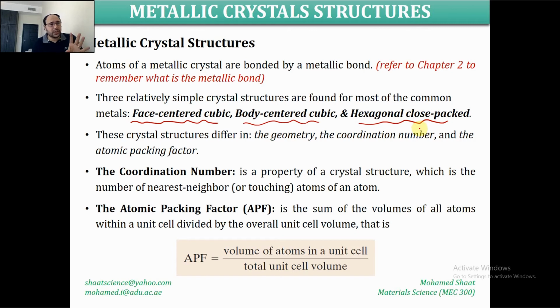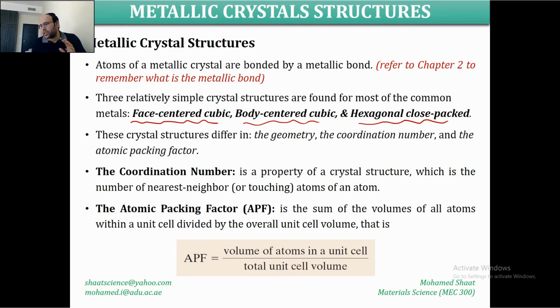So these are 3 different crystal structures. Again, what is a crystal structure? These are 3 different ways of arranging atoms inside the material to form a metal, to form a material. FCC, BCC, and HCP are the abbreviations. FCC stands for face centered cubic, BCC is body centered cubic, and HCP stands for hexagonal close packed crystal structure. These crystal structures are common.